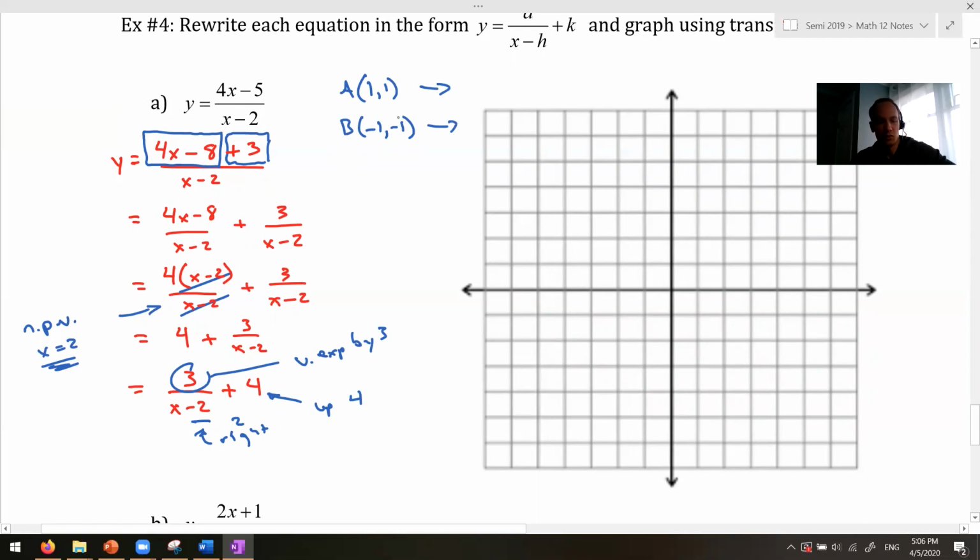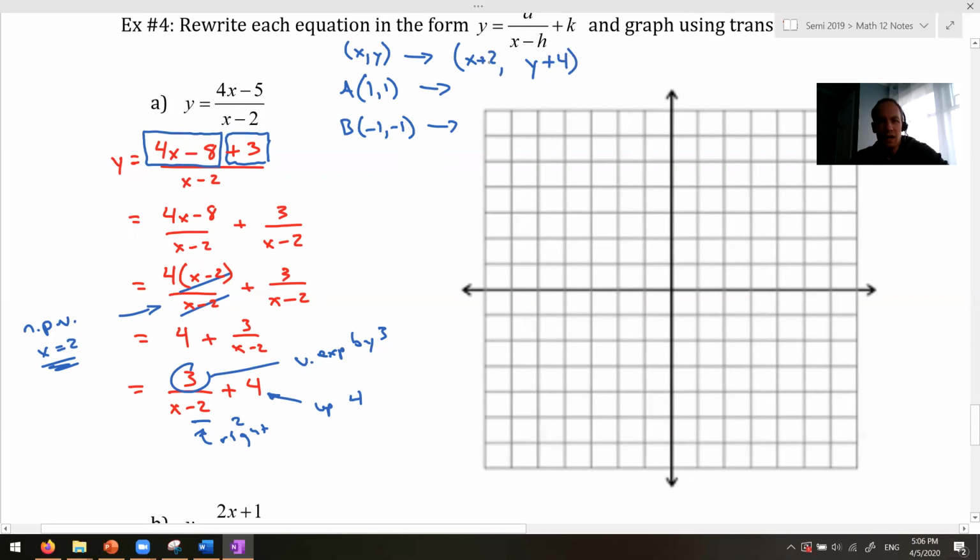These are going to move, so we're going to do the same thing as before. In fact, we can write the general mapping notation. Vertical expand by 3 and up by 4 means that y is going to turn into 3y plus 4, and x is moving 2 to the right, so it's going to be x plus 2. Oopsie doodles, too many brackets.